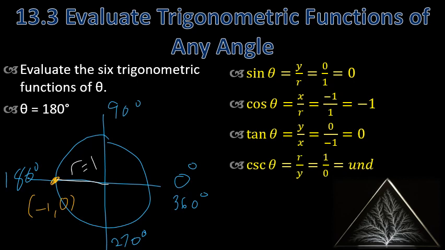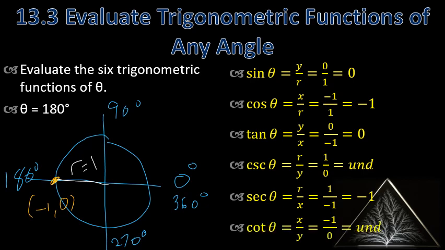Cosecant is r over y, so that'd be 1 over 0. Can't divide by 0, so that is undefined. Secant is r over x, that's 1 over negative 1, which is negative 1. And cotangent is x over y, so that's negative 1 over 0. Can't divide by 0, so that is undefined.